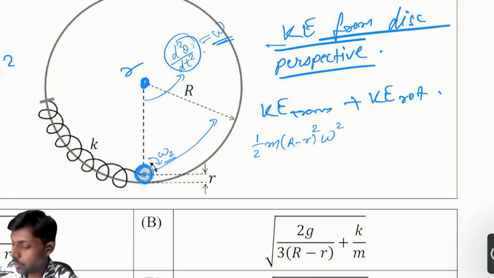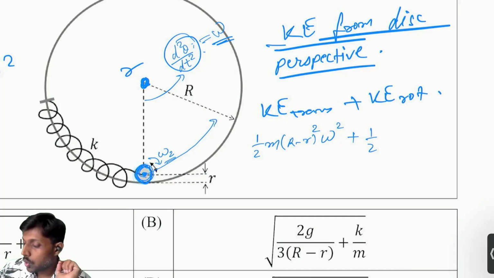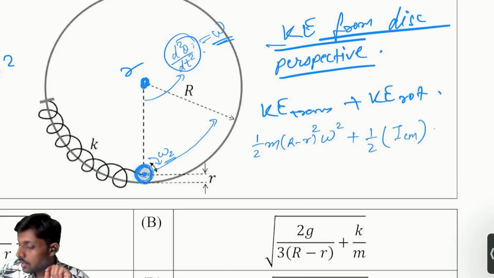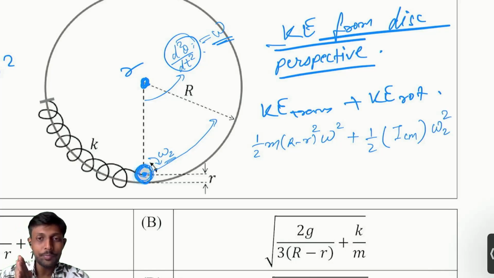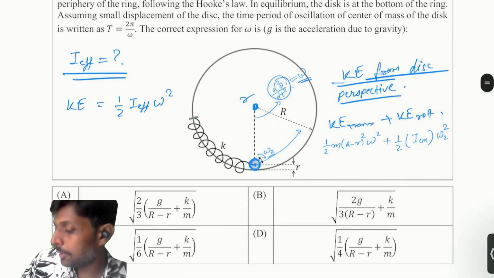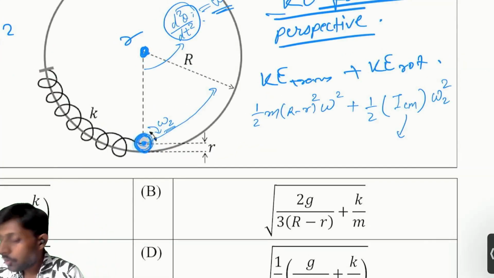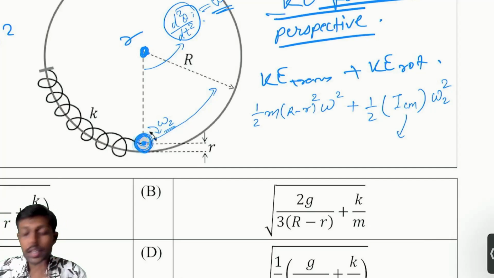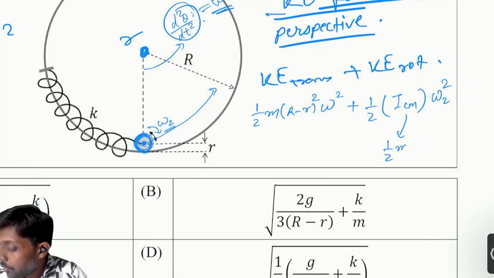Half mv square, this is it, plus the rotational kinetic energy. Now this is rotation about the center of mass of the disk. So half I about the center of mass of the disk and omega 2 square this time. This is the trick. So now you substitute the values and find out the value of I effective. I center of mass is what? Half m r square, small m, small r whole square.